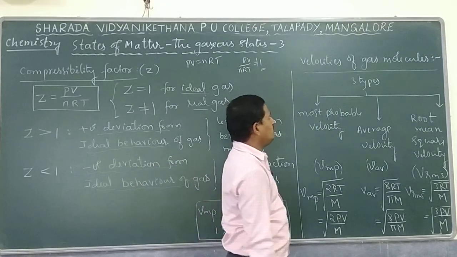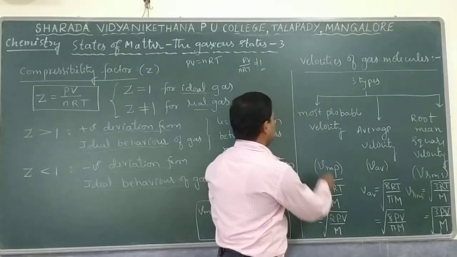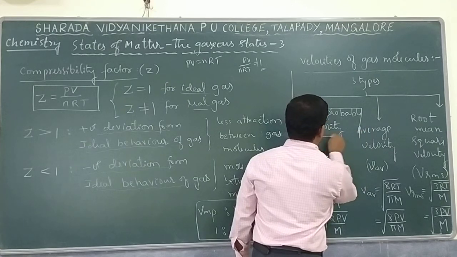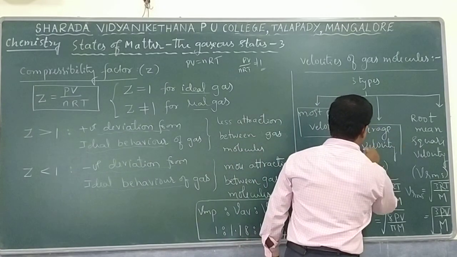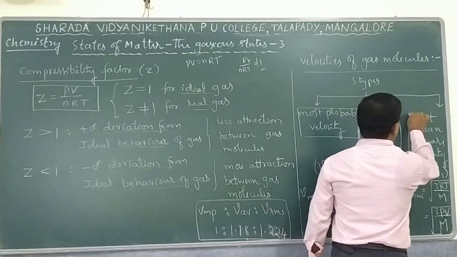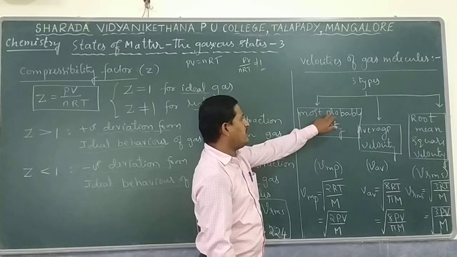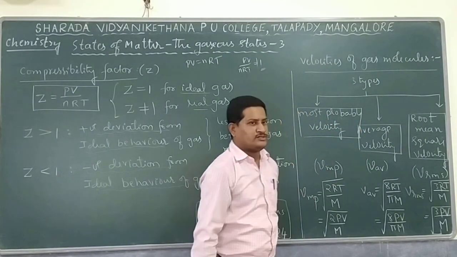So according to Maxwell and Boltzmann, there are three categories of velocities. One is called most probable velocity. Second one, average velocity. Third one is called root mean square velocity. Remember these three: most probable velocity, average velocity, root mean square velocity.